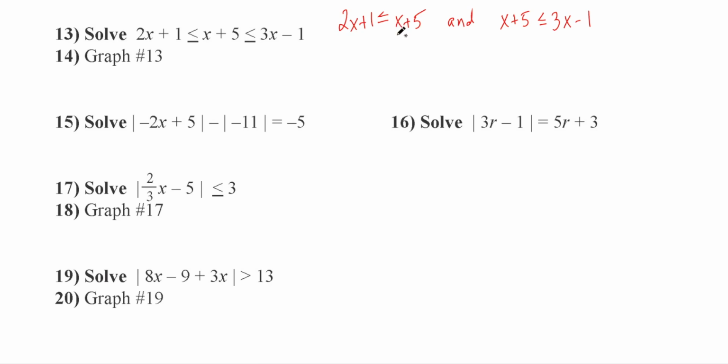Okay, so let's subtract x from both sides. So we get an x, correct? Subtract a 1, we get a 4. We didn't divide or multiply by a negative, so it's just x is less than or equal to 4.